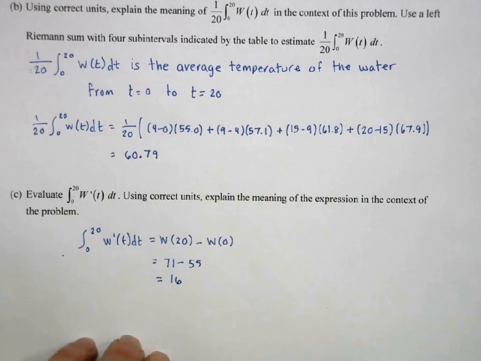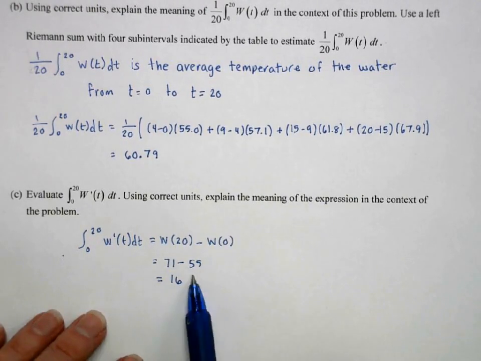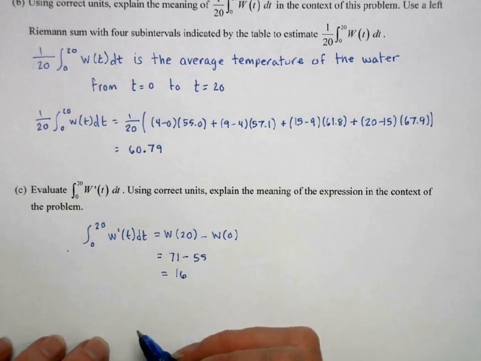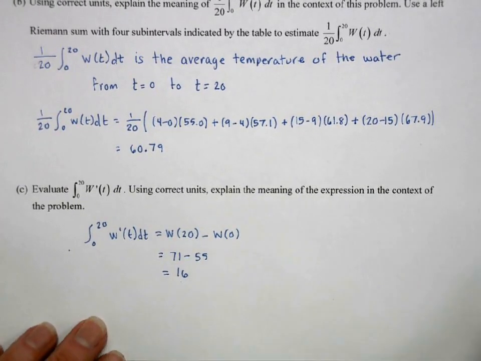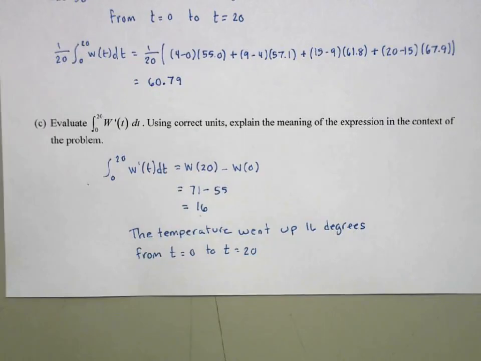So what does this mean? Well, this was the temperature at 20. This is the temperature at 0. That means the temperature went up 16 degrees. So like I said, the temperature went up 16 degrees from t equals 0 to t equals 20.